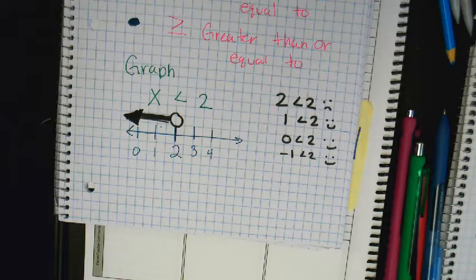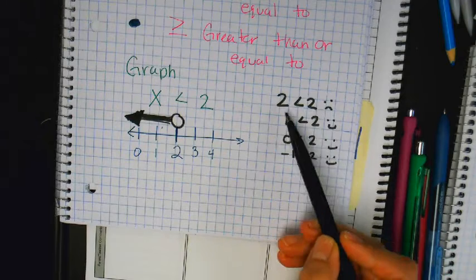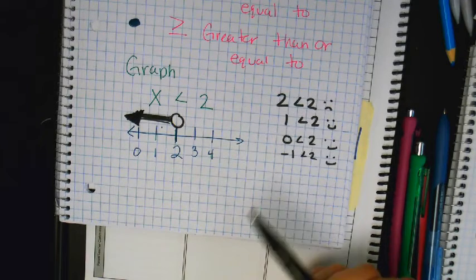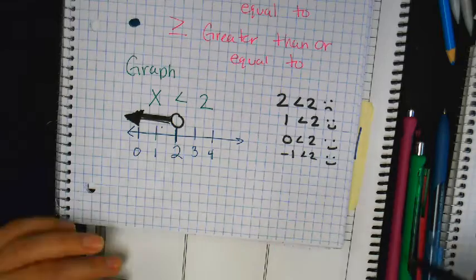You can only eat less than 2 cookies. Oh, okay, so I can eat 1 cookie. I can eat 0 cookies. All the less than 2. It's an open circle because 2 is not part of my answer. 2 is not less than 2. Are we okay? All right, let's try another example.